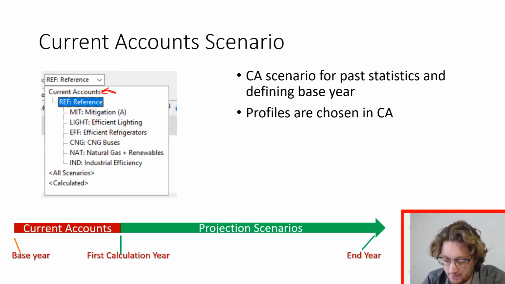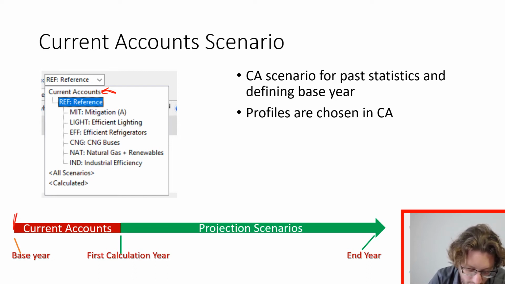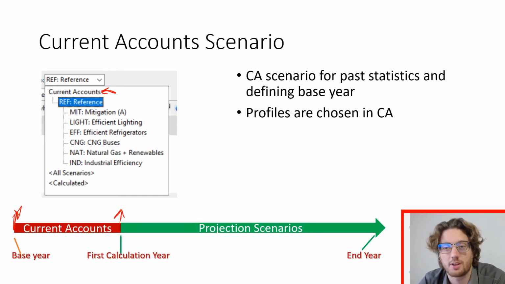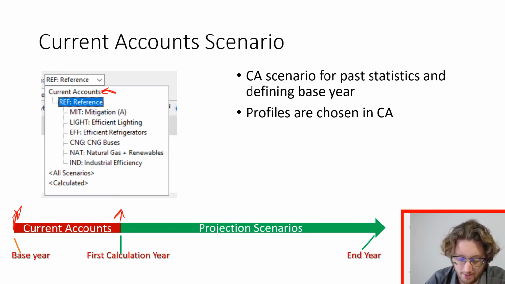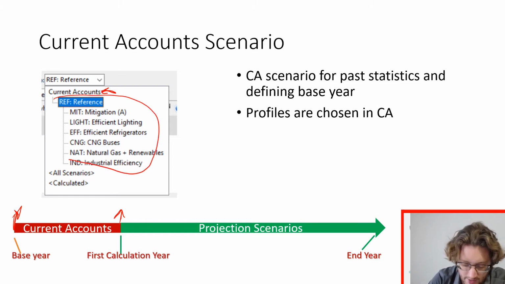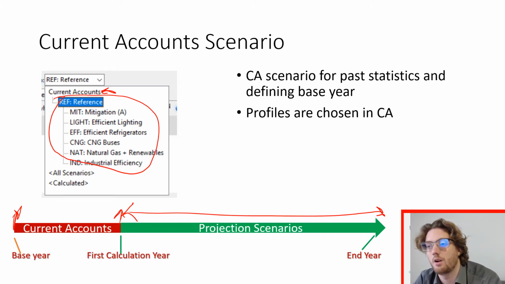In the CA, current accounts scenario, you can see that it starts in the base year, as we said when we were talking about the setup of a given model, and it ends in the year before the first calculation year, usually the year that you're in, or your last statistics year. So that is when you have your current accounts. All other scenarios, no matter how you look at it, are in the projection years. So those are projection scenarios. And that is what defines the current accounts.